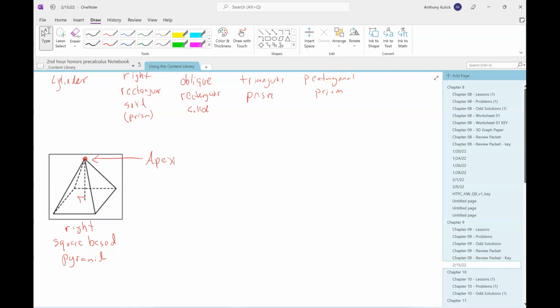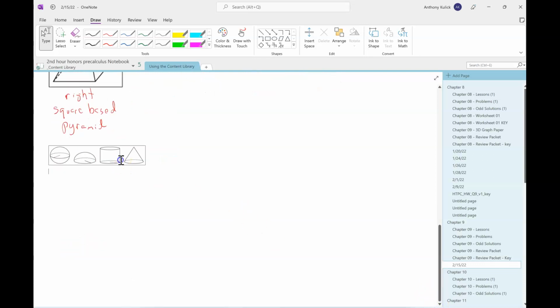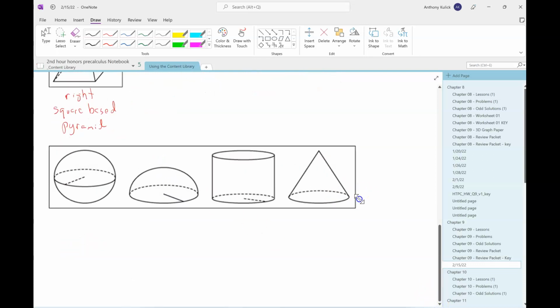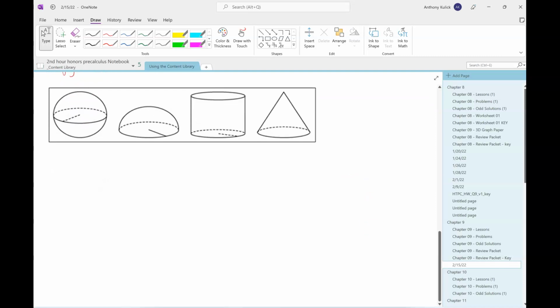So just kind of cruising through some vocab, right? Nothing complicated yet. I mean, other than like, hey, Mr. Kulik, this is like a ton of names. But do you think that on your test, Mr. Kulik's going to have like a matching thing with the names and the shapes?